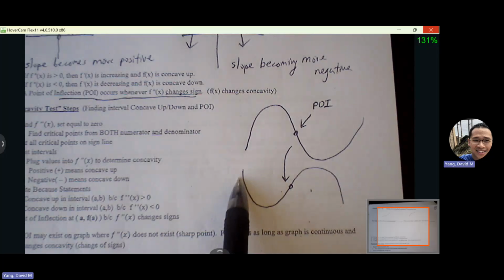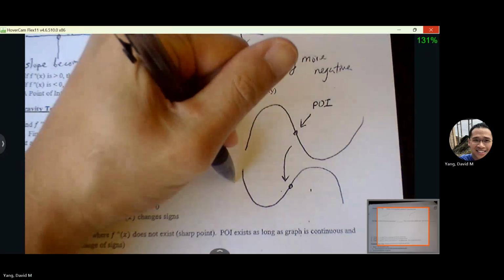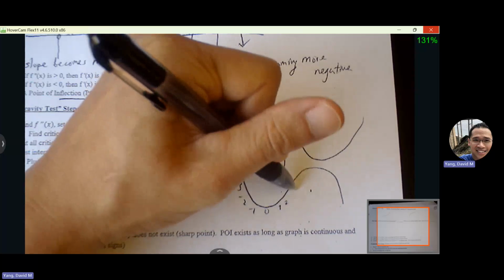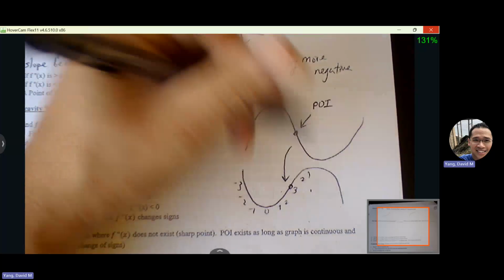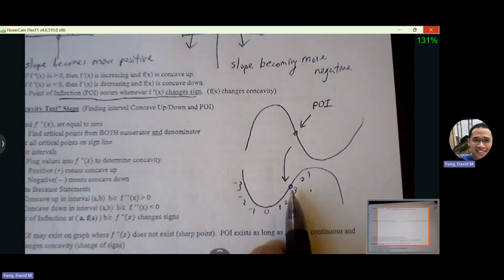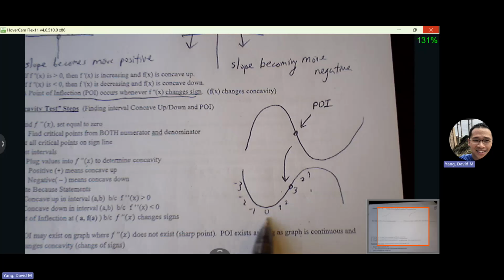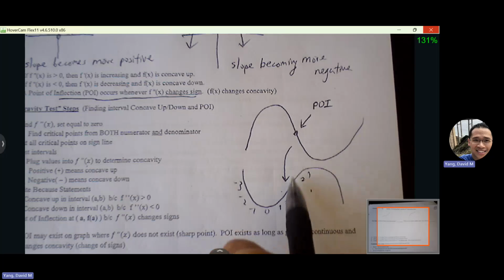So here it's going to be, let's say this is -3, -2, -1, 0, 1, 2, 3, then 3, 2, 1. So it's that point where the direction of the slope is going to change to go in the opposite direction. Initially it's moving towards the positive direction, and then at some point it's going to switch over to moving towards negative values, and that we call a point of inflection.